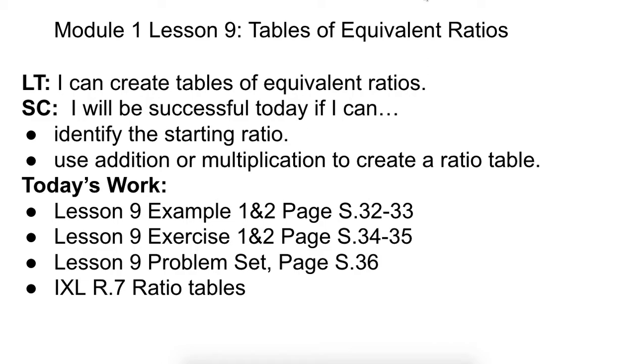This one is for Eureka Math, Grade 6, New York, Module 1, Lesson 9, Tables of Equivalent Ratios. In this one, we will learn how to create tables of equivalent ratios. In order to do this, you'll need to identify the starting ratio and then use that ratio to fill in the table by using addition or multiplication. We'll talk about how both these methods work to fill in the table.